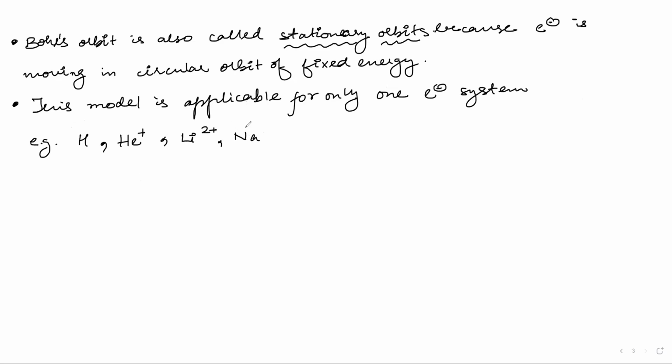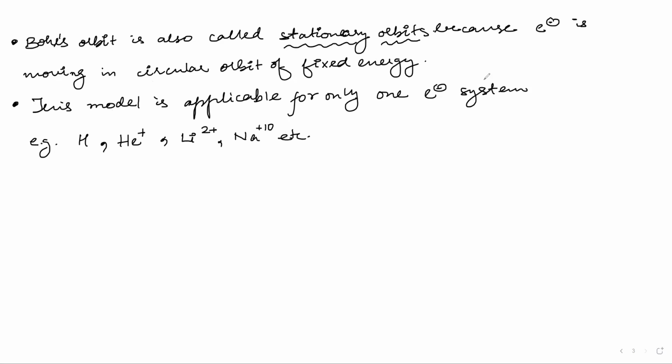how many electrons are there in sodium? What is the atomic number of sodium? 11. Very good. So 11 electrons, we need only 1 electron. So I have to add plus 10, remove 10 electrons, etc. This model is only applicable for one electron system. Done.